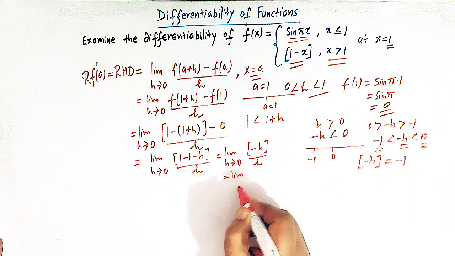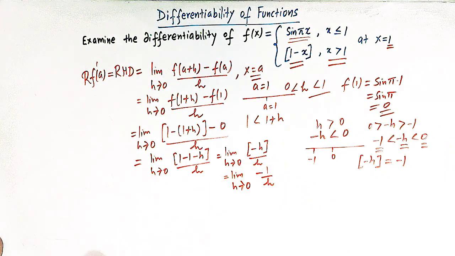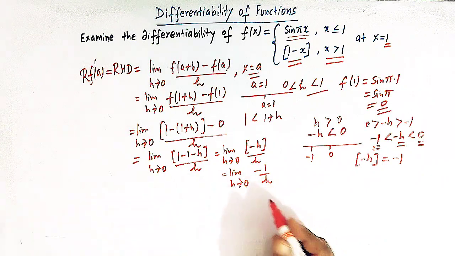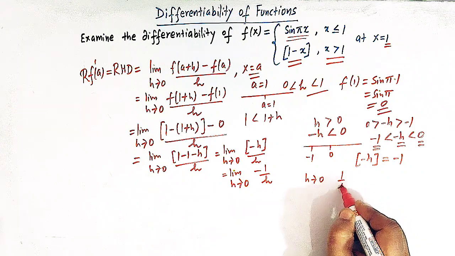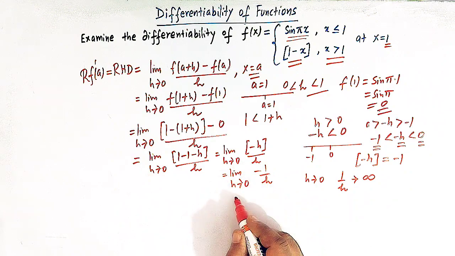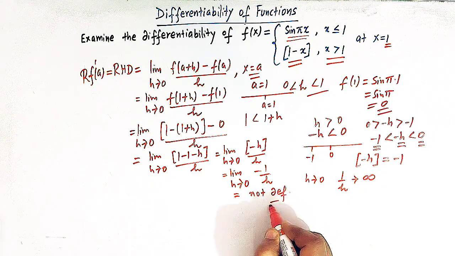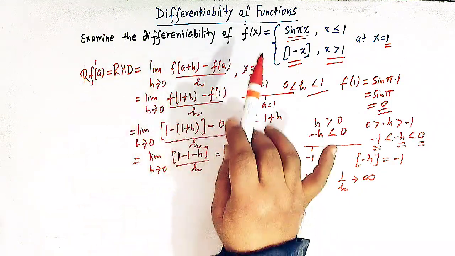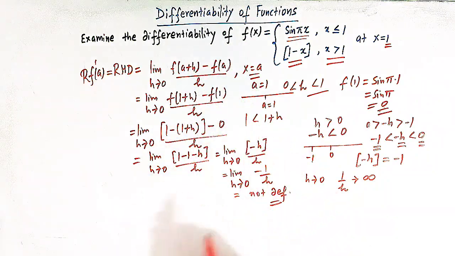So we have limit h tends to 0 of minus 1 over h, right? So now we can easily see that when h tends to 0, 1 over h tends to infinity, right? So we can easily see that this limit is not defined, right? So the right hand derivative of this function f of x at a is equal to 1 is not defined. It implies that the right hand derivative is not finite.